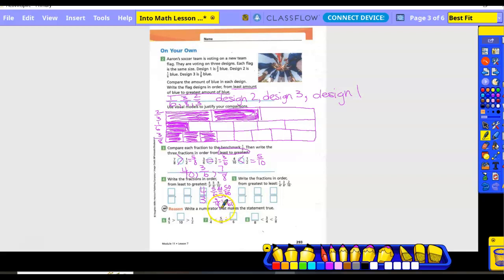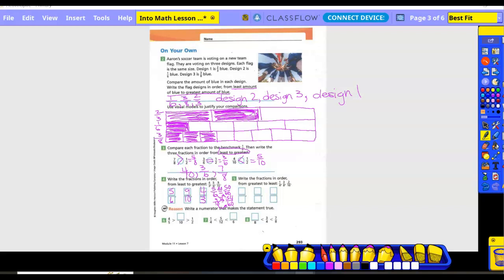How do I get from 10 to 60? Times 6. So what I do on the bottom, I do on the top. So 9 times 6 is 54. So which one's bigger, 5/6 or 9/10? 9/10. Okay, so we would put 9/10 here, and then 5/6 here.